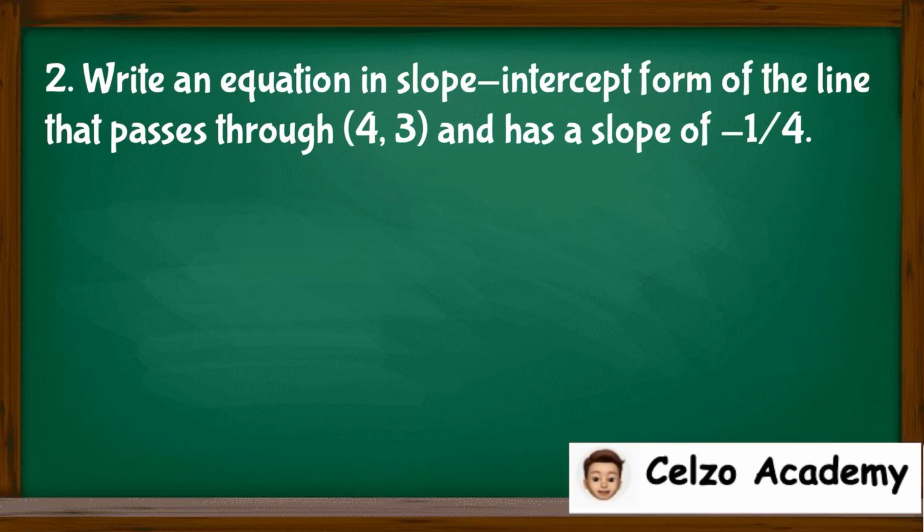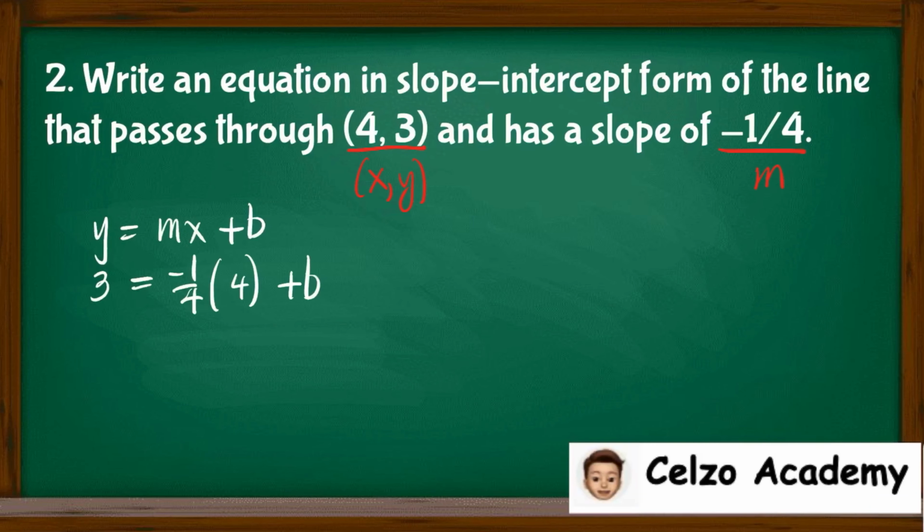For question number 2, the given point is (4, 3). So that is our x and y value respectively. And negative 1/4 is the slope. So now using y equals mx plus b, let's substitute the y value 3. m is negative 1/4, x is 4, and we can solve for the b value or the y-intercept. Simplifying this, we have 3 equals negative 1/4 times 4, which is negative 1, plus b. Adding 1 to both sides, this means that the b value is 4.